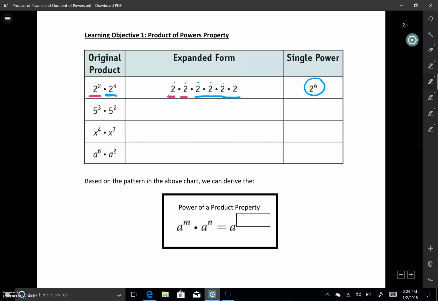If we fill out the second line, my first power is 5 cubed. So that's going to be 5 times itself 3 times, and I'm multiplying that by 5 squared, which is 5 times itself twice. And so altogether, if I count them, I get 1, 2, 3, 4, 5. That is 5 to the 5th power. What I'd like you to do at this point is go ahead and pause the video, fill out the last 2 lines on your own, and then when you're ready, you can resume it, and we can go ahead and figure out what these last 2 lines are.